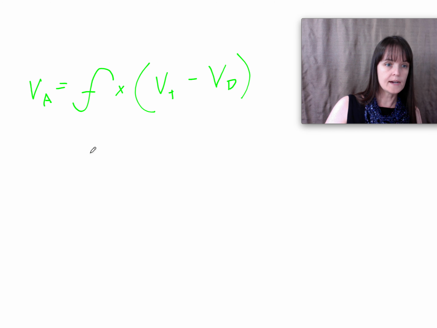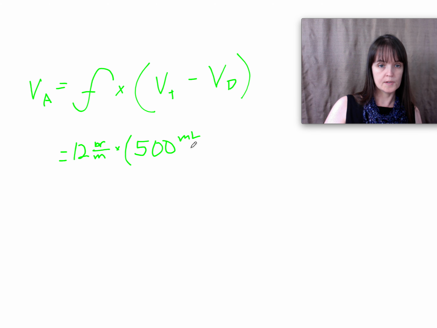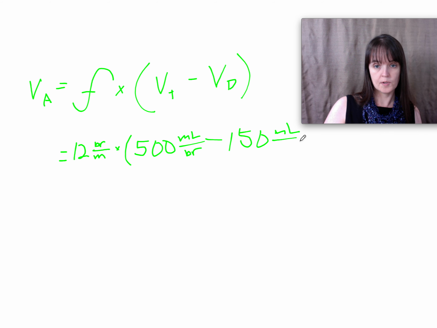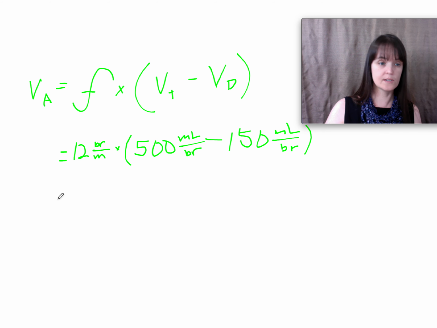So the numbers we have here for respiratory rate is 12 breaths per minute times 500 milliliters per breath minus 150 milliliters per breath. Insert standard apology about handwriting plus handwriting with a mouse here.